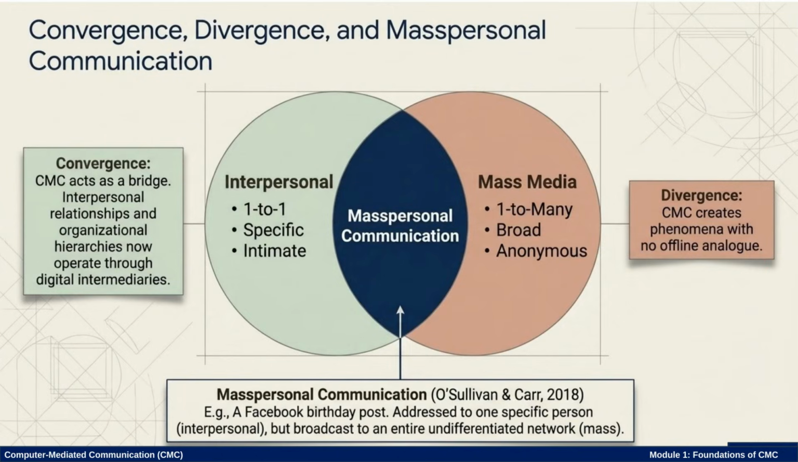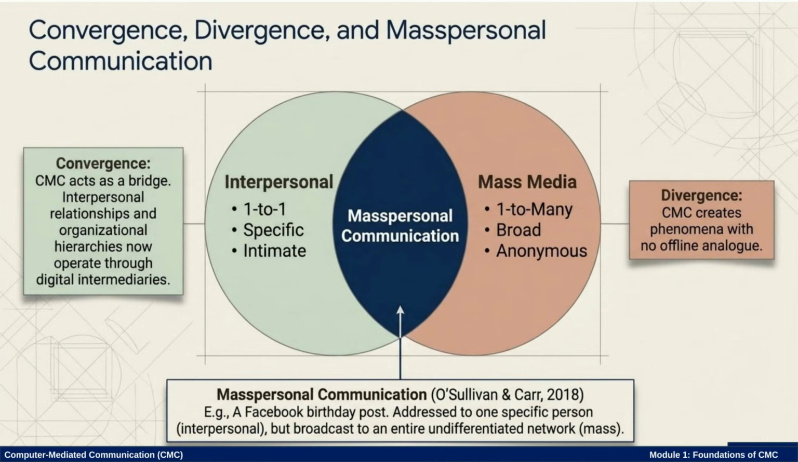Digital technology does two things at the same time, and this can feel confusing at first. On one side, we have convergence. CMC acts like a bridge. Interpersonal relationships and even organizational hierarchies now operate through digital intermediaries. Old and new communication blend together. On the other side, we have divergence. CMC also creates completely new phenomena, situations that never existed before computers, with no offline equivalent at all.